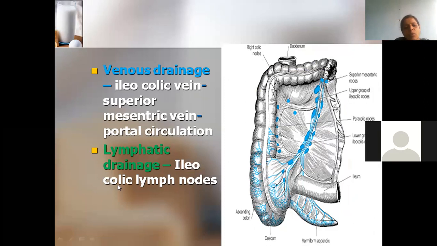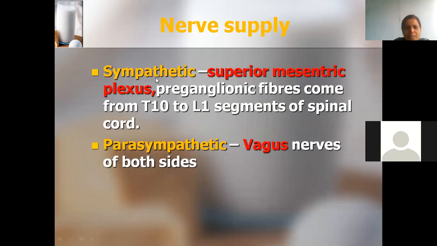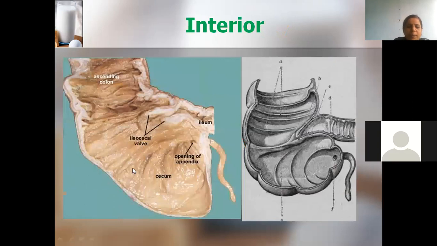Lymphatic drainage, it drains into ileocolic group of lymph nodes. Okay. Nerve supply, sympathetic superior mesenteric plexus, parasympathetic vagus. Now, when you just cut open the cecum, interior, what is this opening?